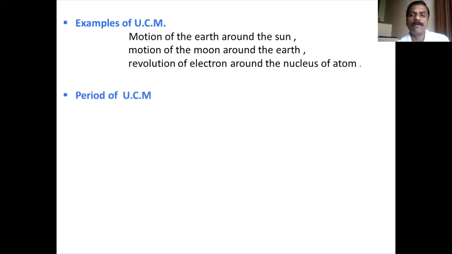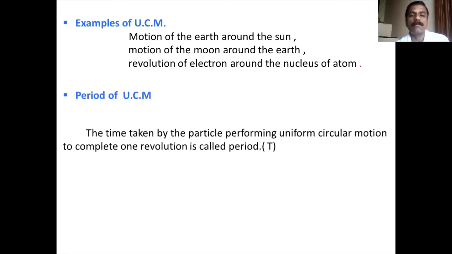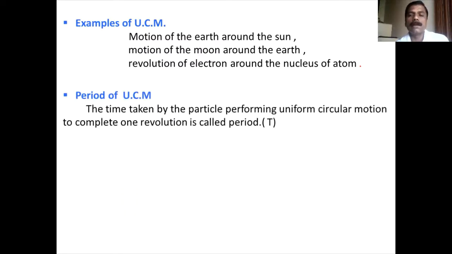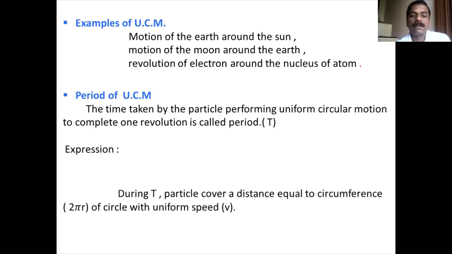Now we want to find out the period of a UCM. We know the time taken by the particle performing UCM to complete one revolution is called the period. It is denoted with the capital letter T. Now, how can we find out the expression for the period?